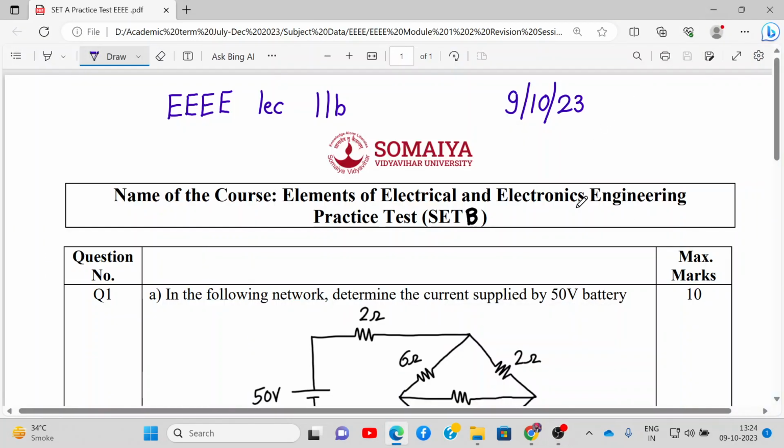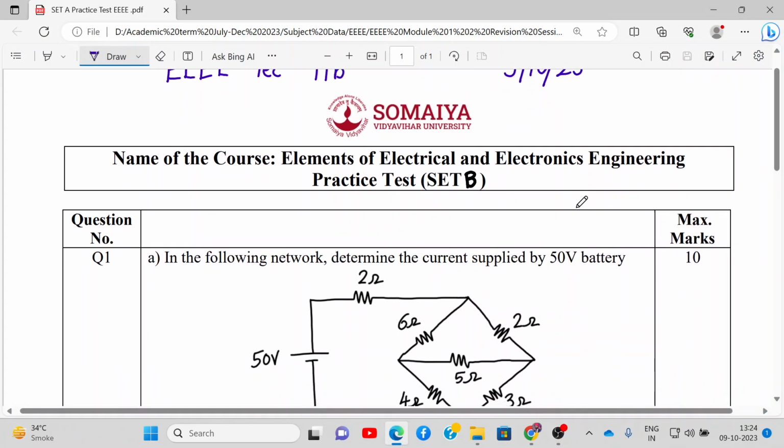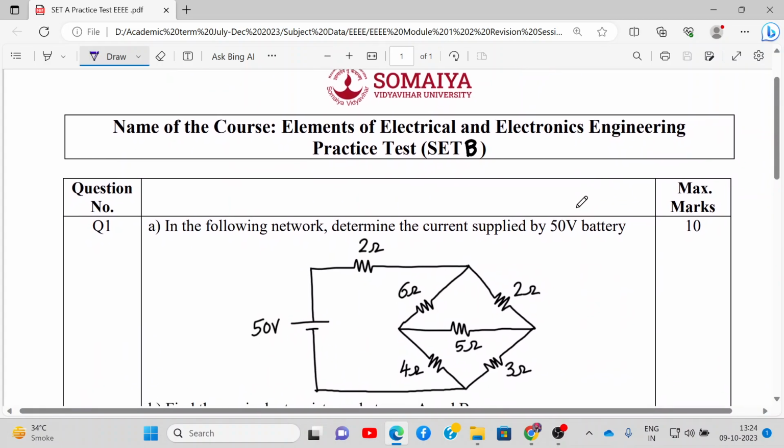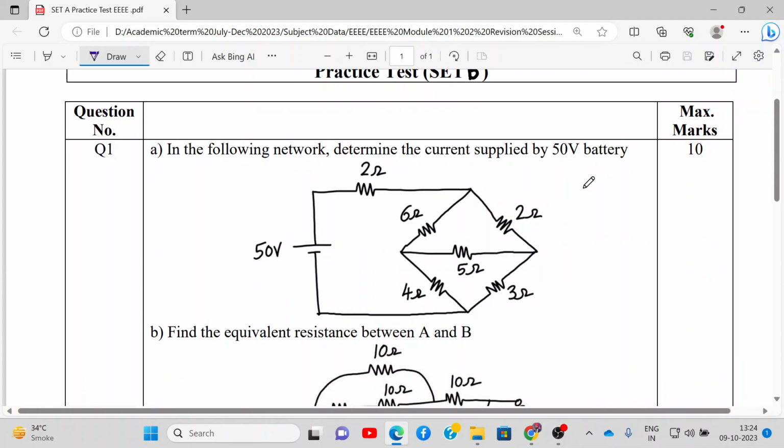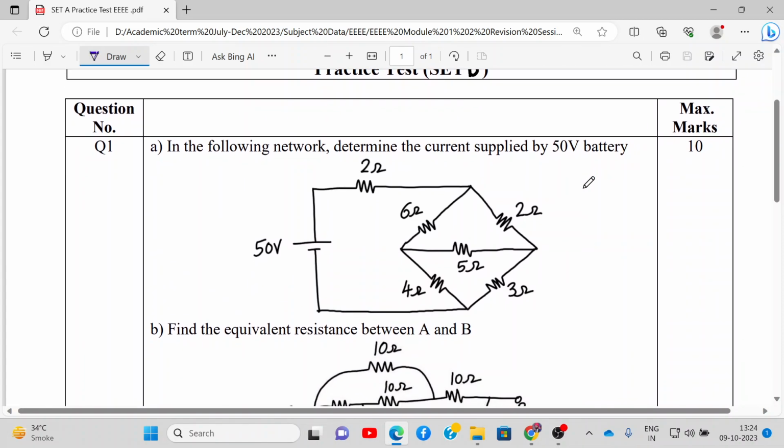Hello everyone, welcome to EEEE lecture number 11B. Today we are going to solve another practice test, that is set B, based on module number 1, that is DC circuits. So let's start solving question number 1A.